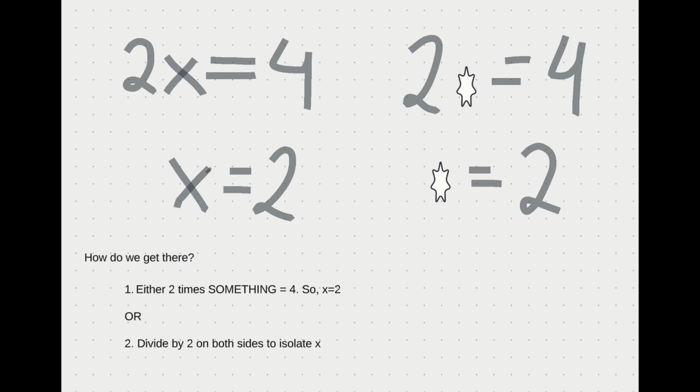We could also think about it as, well, 2 times something has to equal 4. What times 2 equals 4? And the answer is x equals 2. Now, if I'm feeling a little bit funny, I could write the equation as 2 star equals 4 and ask you what star is equal to. Star functions the same way as x, and so the star would still equal 2, even though instead of looking at a letter, you are looking at a picture of a star.